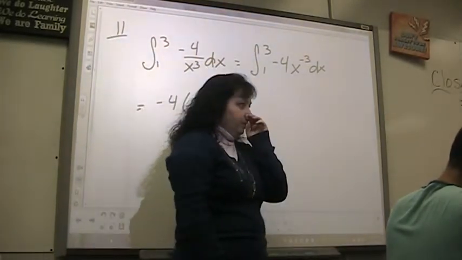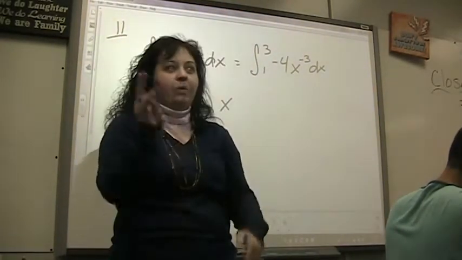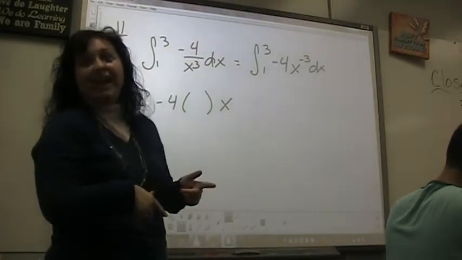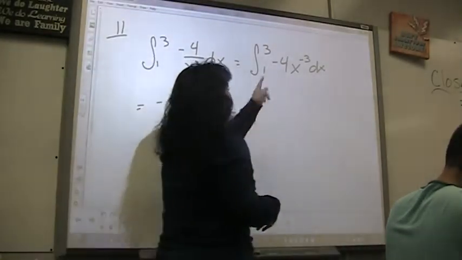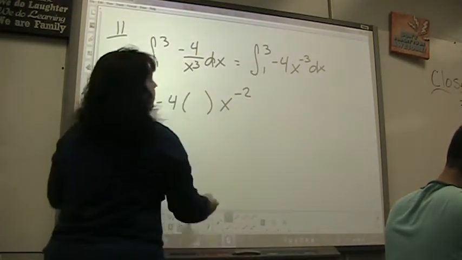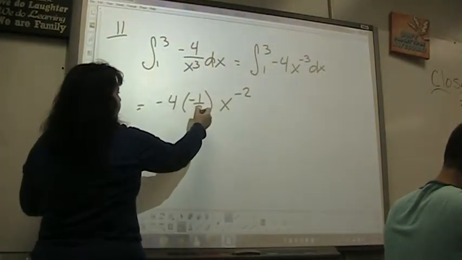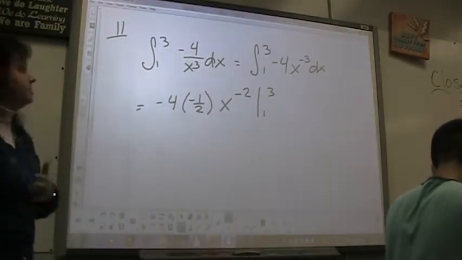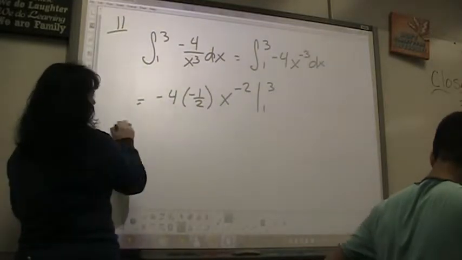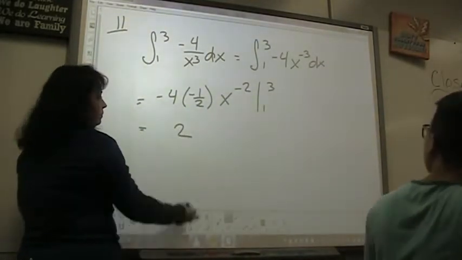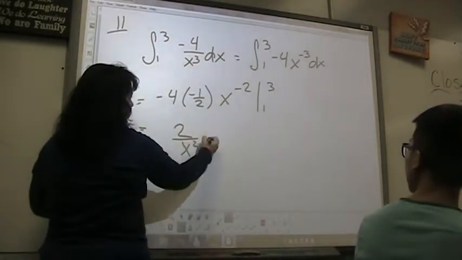Am I going too fast? No. Okay. Integrals, add 1, subtract 1. Add. So -3 plus 1 is -2 multiplied by the reciprocal. And evaluate it from 1 to 3. This cleans up to 2 over x squared from 1 to 3.